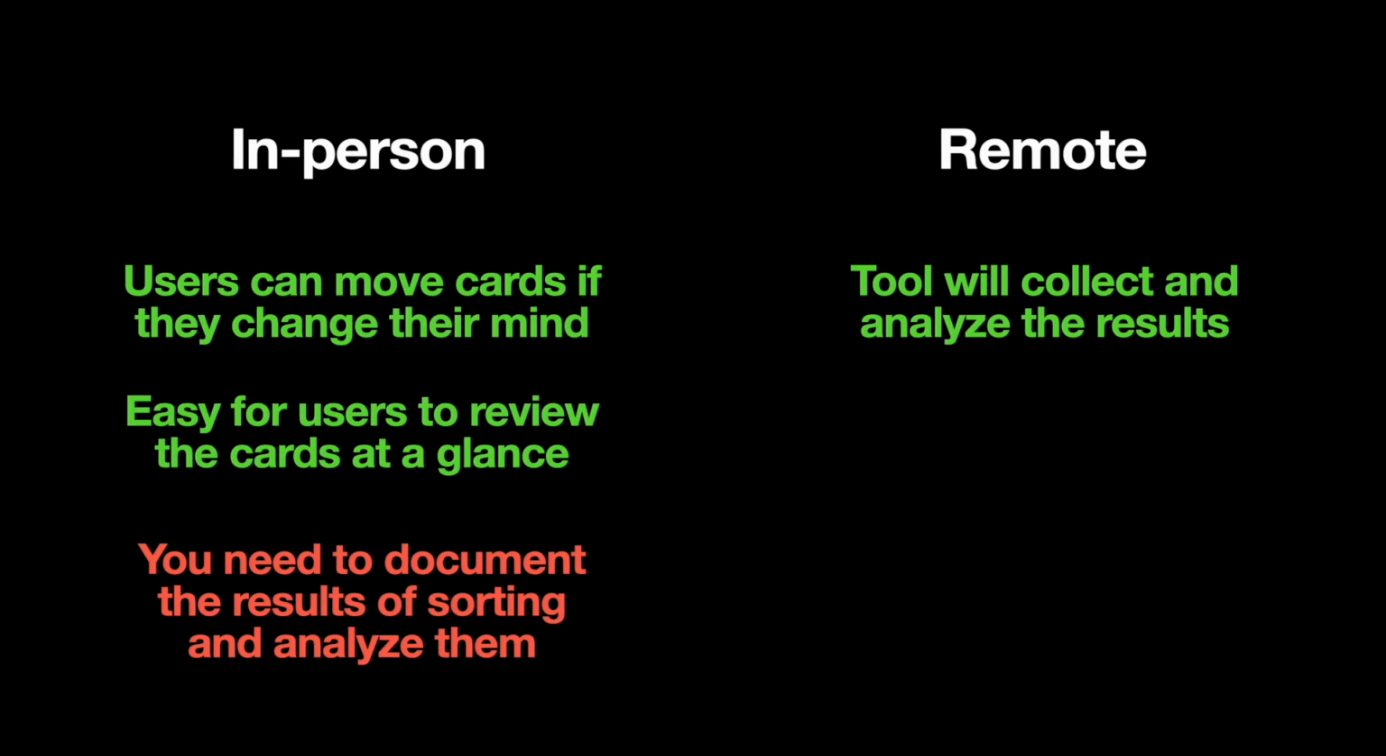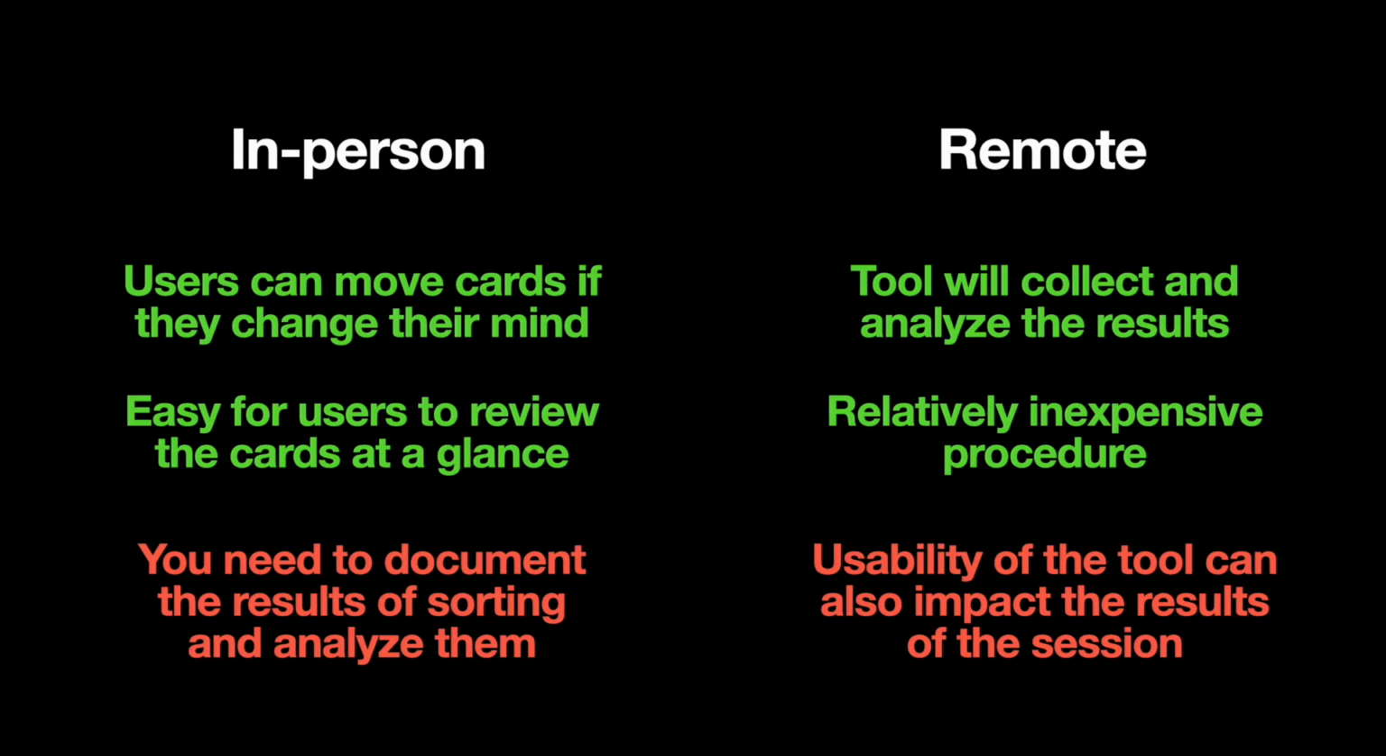Now let's talk about remote sorting. The great thing about a remote session is data analysis. Tools like Optimal Workshop do analysis for you. It can tell you what percentage of session participants group certain cards into a particular category. Remote card sorting doesn't require booking a physical space for the session, so it can be less expensive. The downside of this type of sorting is that the tool's usability can impact the session results. Users have to learn how to use the tool, which is why remote card sorting can be harder for test participants.